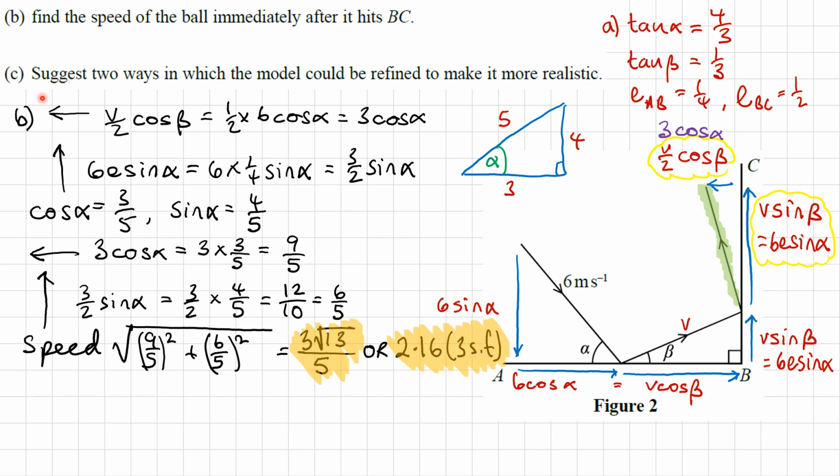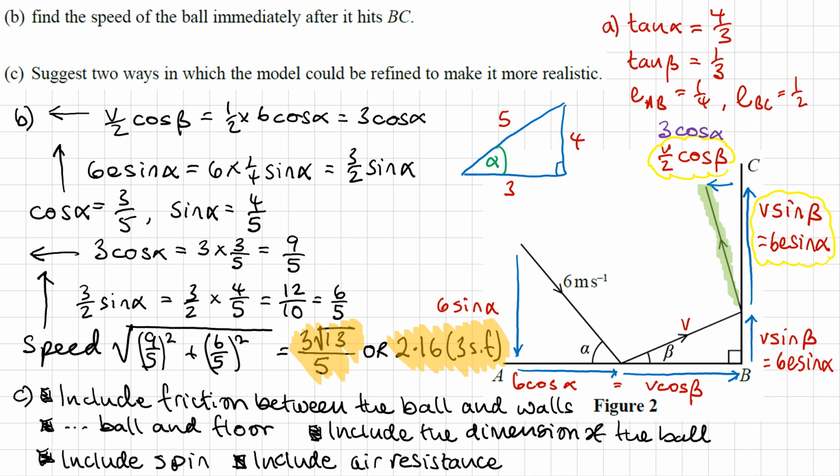And part C suggests 2 ways in which the model could be refined to make it more realistic. So you can pick any 2 of these. Include friction between the ball and the walls, or include friction between the ball and the floor. I've not written the whole sentence out.